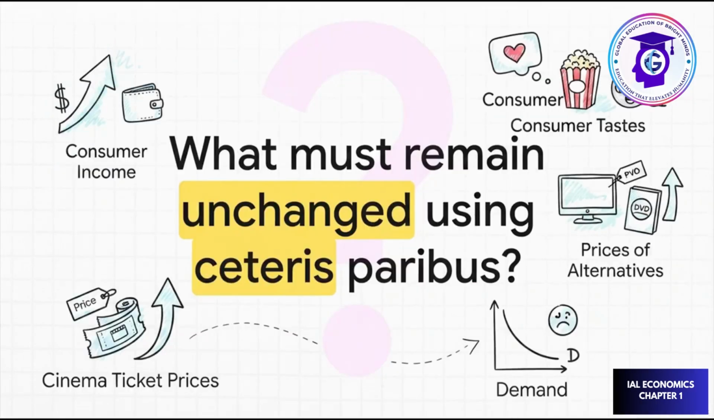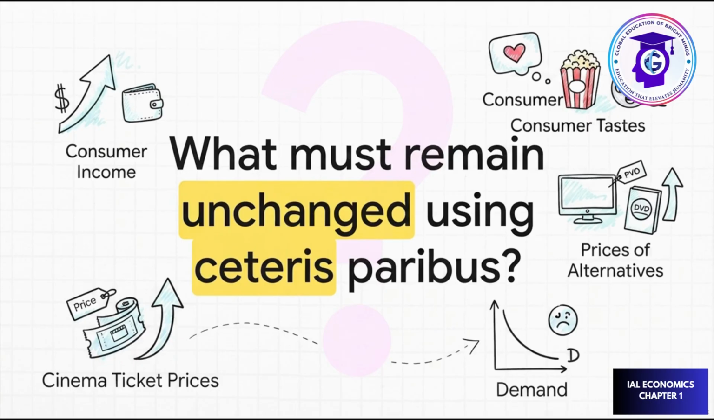Let's test your active recall with a quick scenario. Imagine cinema ticket prices rise, and the demand for those tickets falls. If we want to use the ceteris paribus assumption here to cleanly analyze this relationship, what must we assume remains absolutely unchanged? Is it A, consumer income, B, consumer tastes, C, the prices of alternatives, or D, all of the above? Take a second to think.